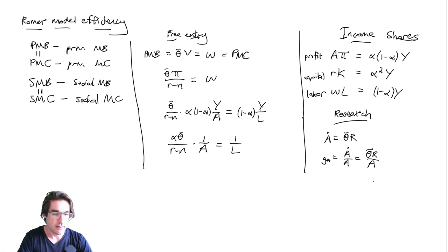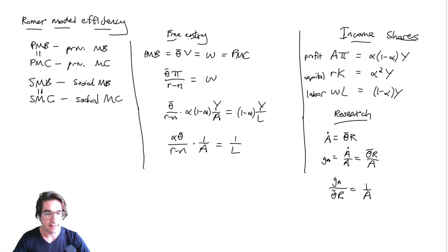But the good thing here is that for this equation, which says that g_A is equal to theta bar R over A, you can solve for 1 over A. So if you divide, you get g_A over theta bar times R is equal to 1 over A. So that's what we're going to use for 1 over A.